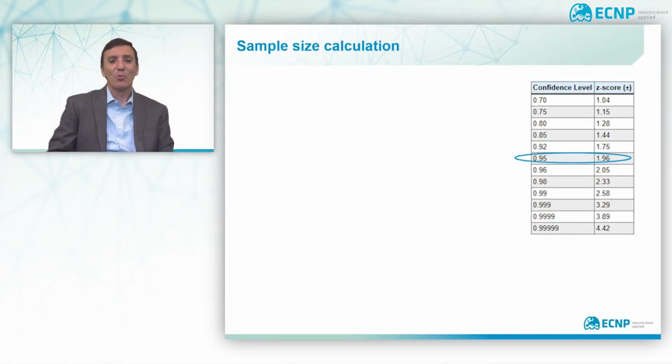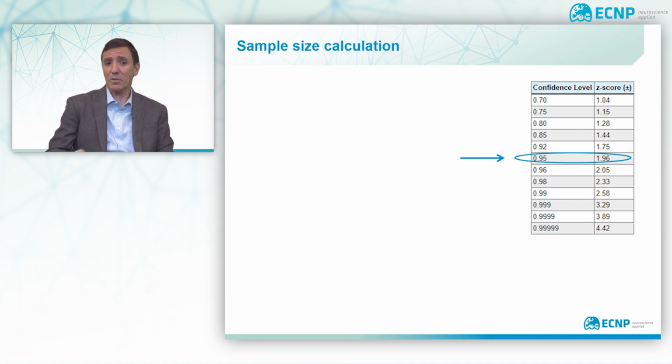To calculate the sample size, there are some free online calculators available and easy to use, but you can do it yourself. Let's use the following example. We need to calculate the sample size for examining the number of patients that will not respond to methylphenidate treatment for ADHD. First, we will decide on confidence level of 95%, which corresponds to alpha of 5%. And according to the z-score table, the z-value is 1.96.